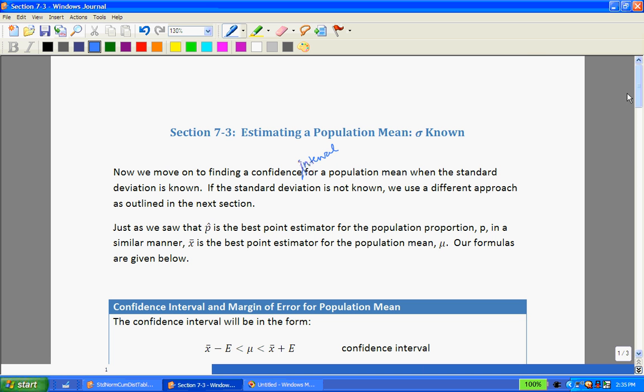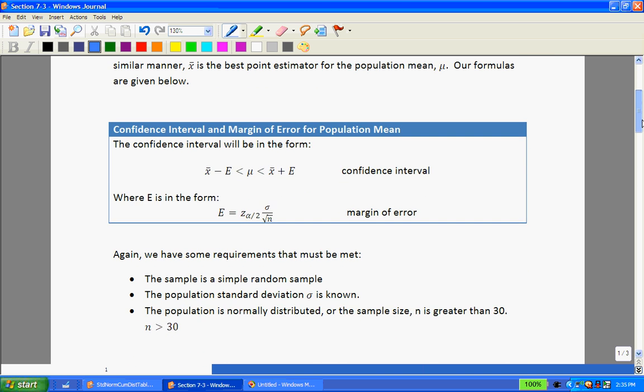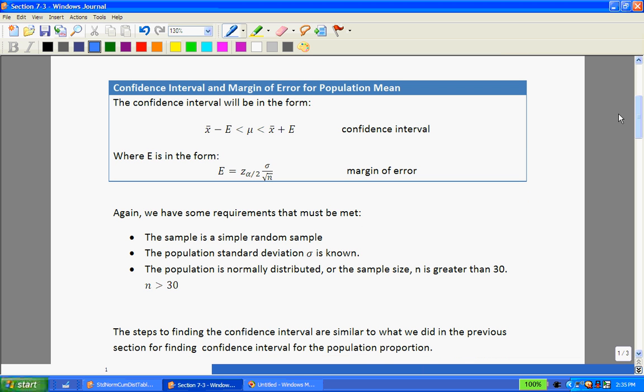Our formulas are given below. Now notice these are very similar to the formulas we saw for finding the confidence interval for a population proportion. Again, the confidence interval will take the estimate of the mean, which is x bar, and subtract off the margin of error, or take the sample mean, x bar, and add on the margin of error. The way we find the margin of error, we still have to find the z sub alpha over 2 like we did before. This time we're going to multiply by sigma divided by the square root of n. So very similar to what we did for population proportion, but the formulas are slightly different.